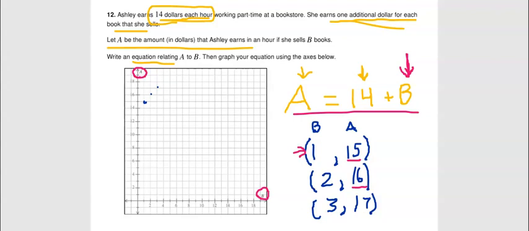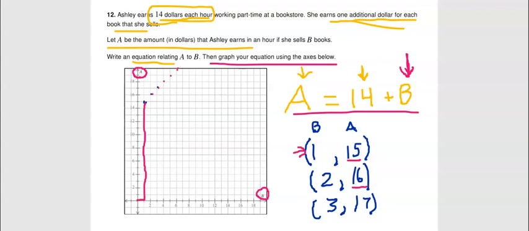So I went ahead and plotted it. 1, 15 means we go over 1 and then up 15, which would put us right there. The next one, we go over 2 and then up 16, which would put me right there, and then over 3 and up 17. And so basically we can see that if we kept on plotting each one of them, it would look just like that. So it says graph your equation using the axis below. Okay, so there's our information.